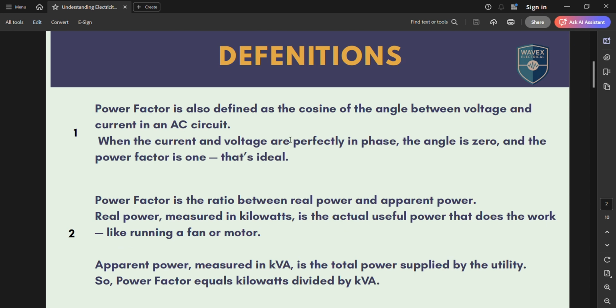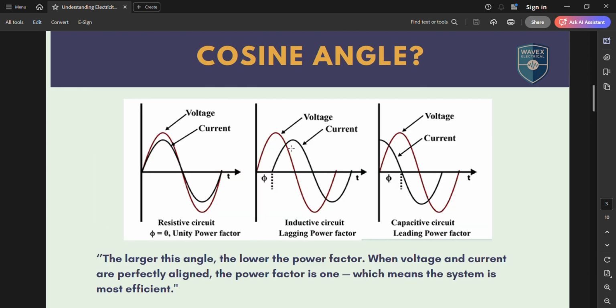Theoretically we know that power factor is also defined as the cosine of the angle between voltage and current in an AC circuit. How can we explain that? That will be explained using the waveforms, which we will get to later.